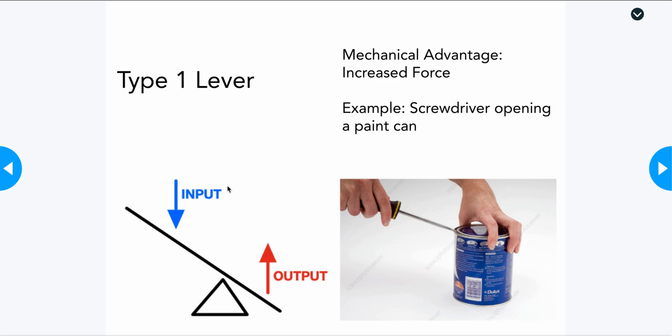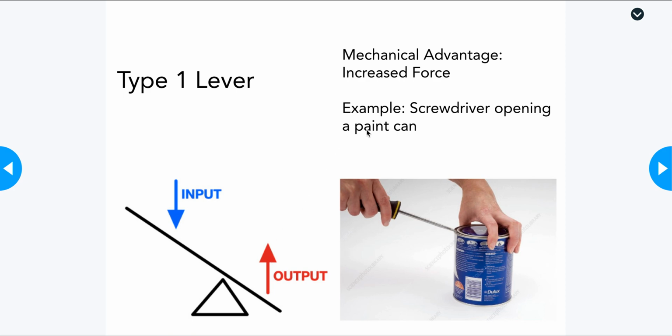So this is a type 1 lever. You have the fulcrum in the middle here. You are pushing down on one side of the lever, that is your input work. And then on the other side of the lever, it is pushing up, and so that is the output work. The main mechanical advantage of this is that you are going to have an increased force. You'll see that this side of the lever travels a much greater distance, and this side travels a lesser distance, which means that this one has a much higher force.